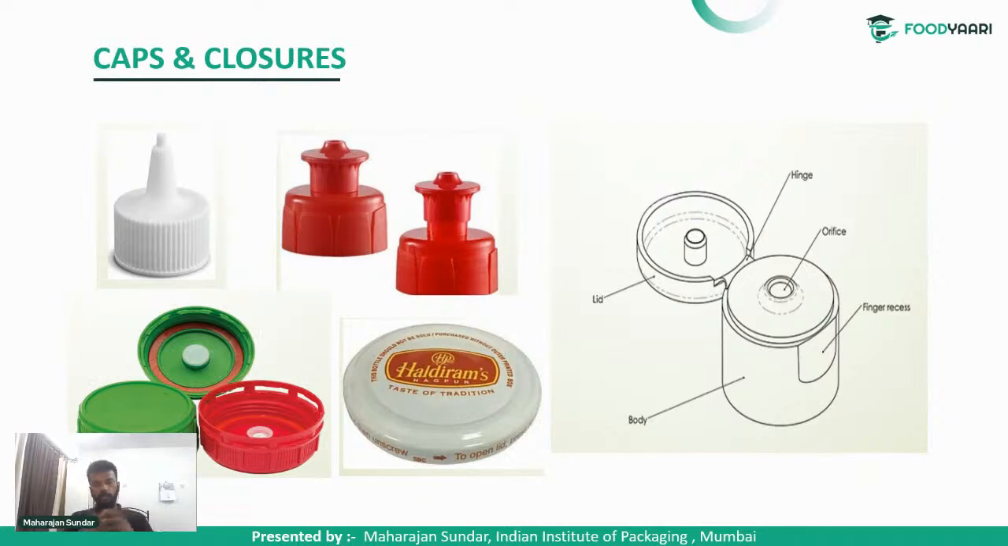And the plug orifice, the right one, which is like a line diagram, is a plug type orifice closure, where the upper part has a plug and the lower part has an orifice which is attached to it. For example, coconut oil bottles, Parachute coconut oil: when you open it, it opens, and when you close it, it is closed. That is an example of a plug type orifice.